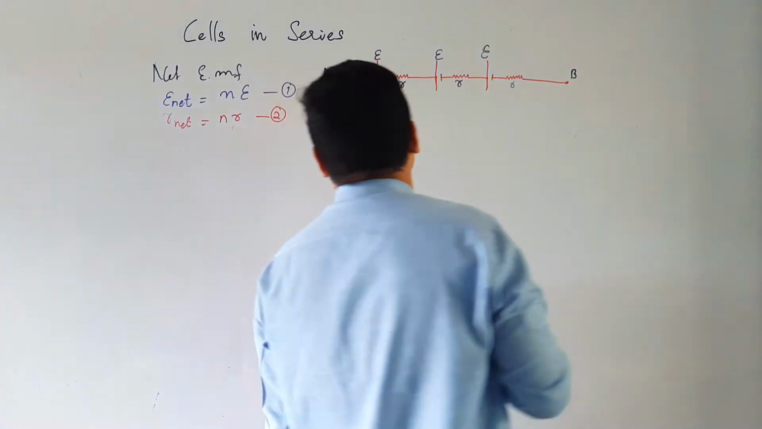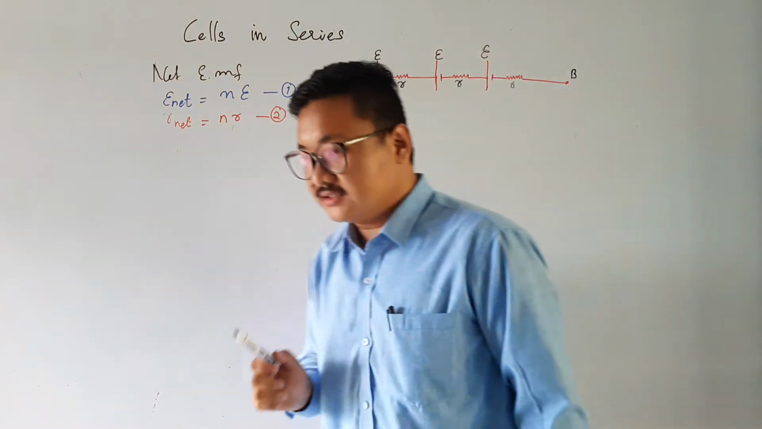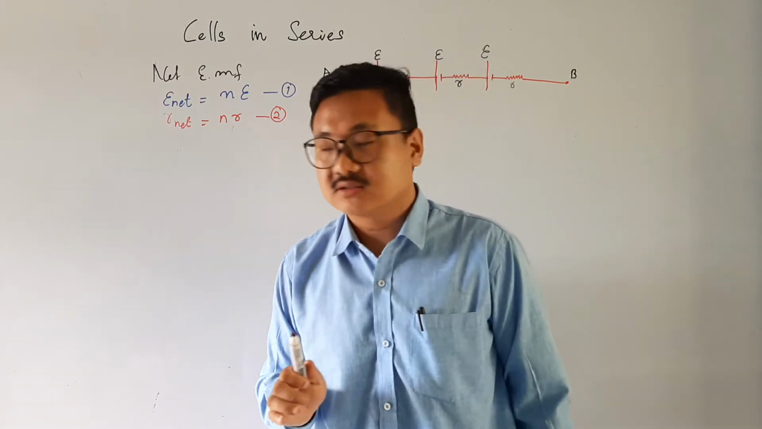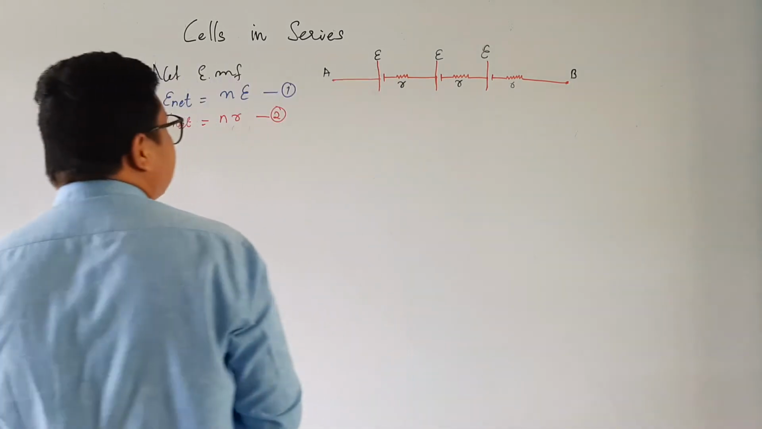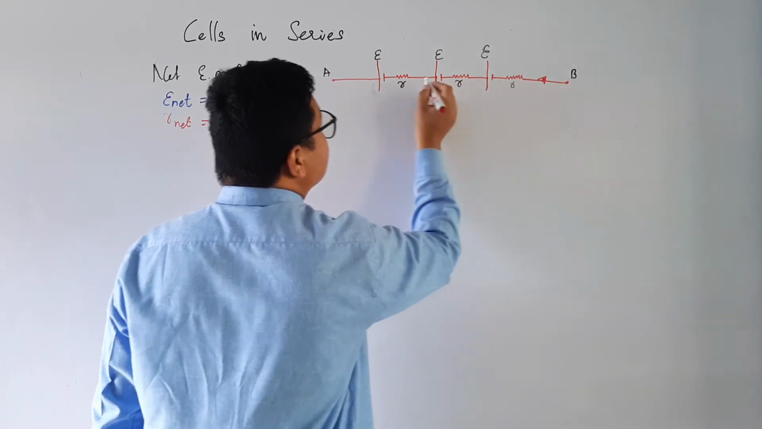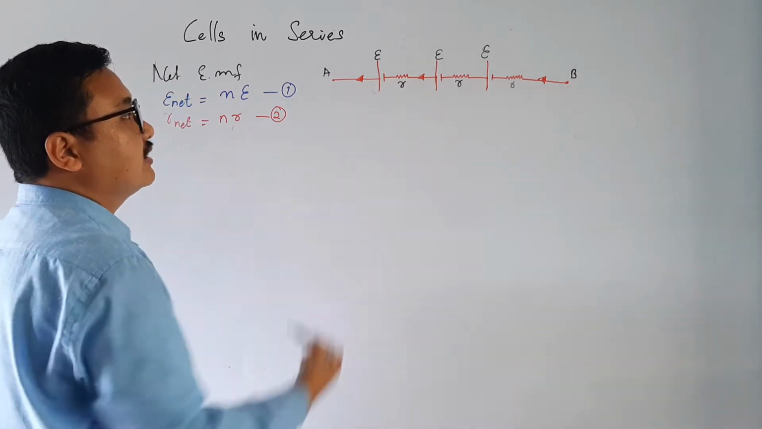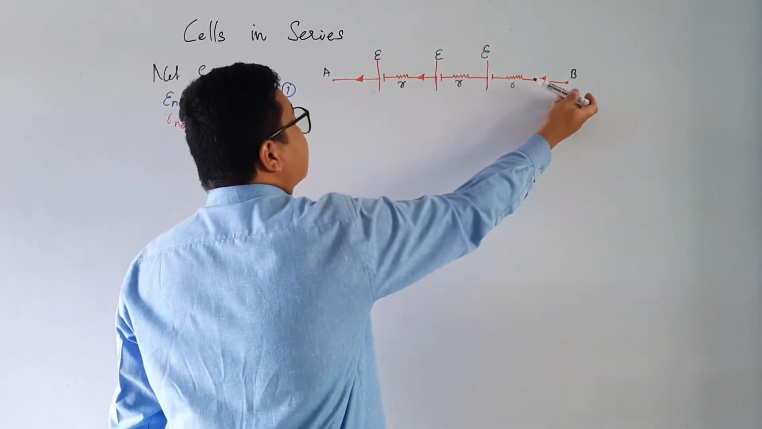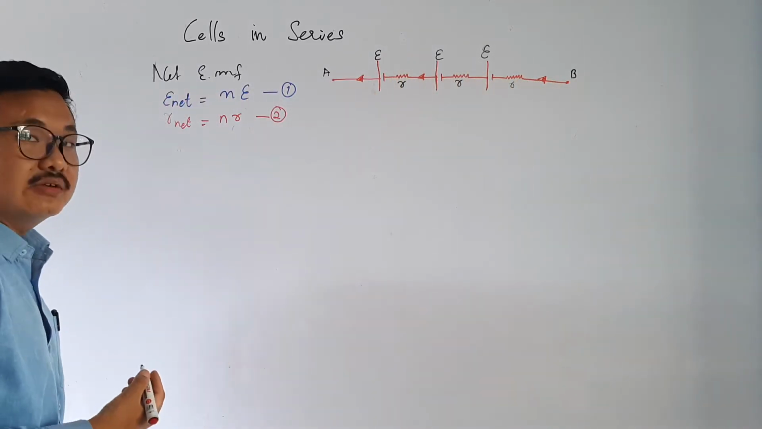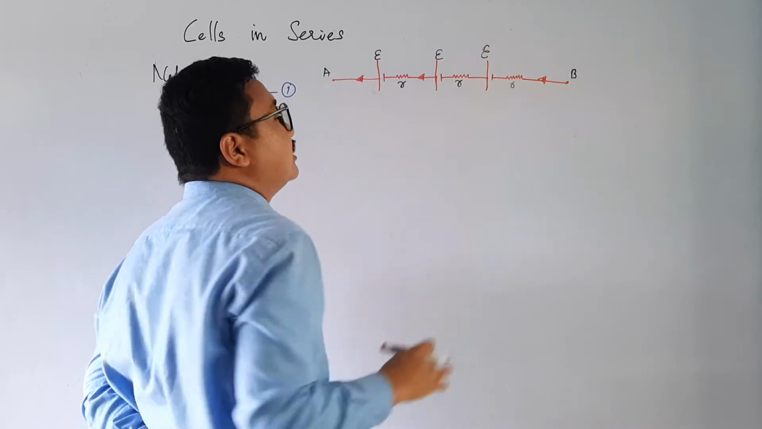So we got the E net and we got the r net. Now let us find the equation of current, which is very important, because I will tell at the last. And one more thing, we know that the direction of current is from B to A, because the current flows from negative to the positive.